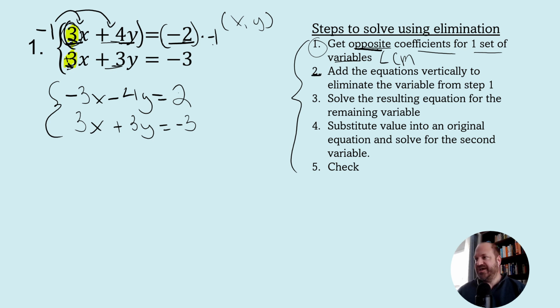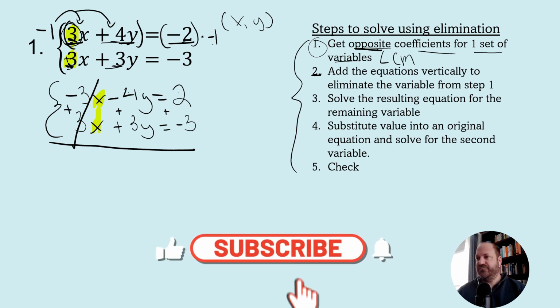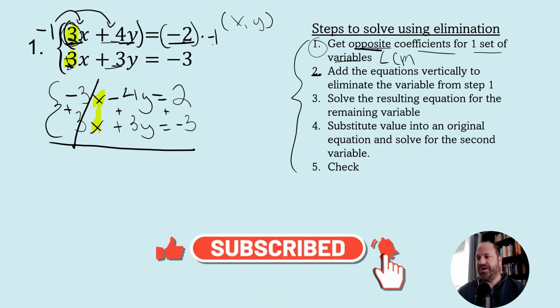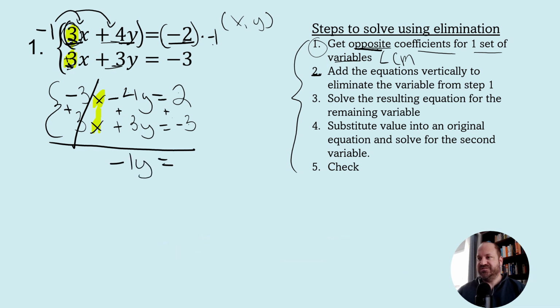Second step, let's add the equations vertically to eliminate the variable from step 1. We want to eliminate our x's here and here, so we're going to add vertically: plus, and plus. So -3x plus +3x, well, those cancel out. That gives us 0, so those eliminate. -4y plus +3y gives us -1y. And 2 plus -3 gives us -1.